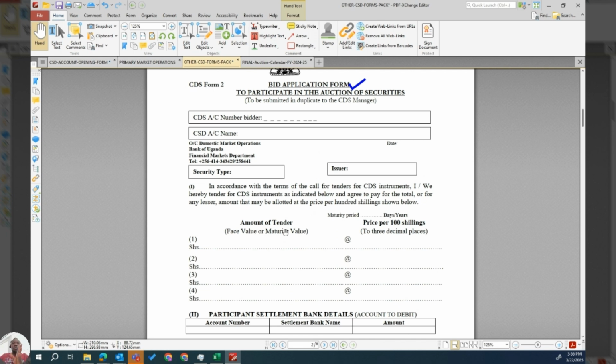They will take it to Bank of Uganda for Bank of Uganda to allocate you a treasury bond, and then from the treasury bond, the money would get deducted off.